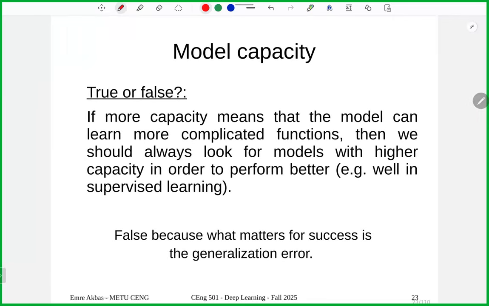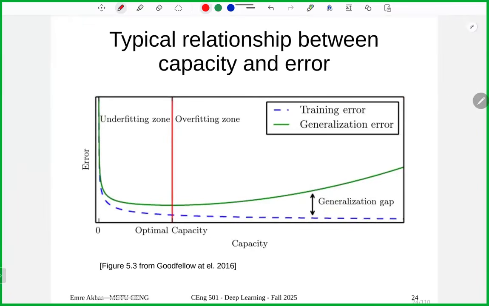So, it's false because what matters for success is the generalization error, not the degree to which you can model the training set. It is the generalization error that matters. And we usually show this with this curve, which you have probably seen before. On the x-axis, we have the capacity of the model, and on the y-axis, we have the error on the training set or test set.